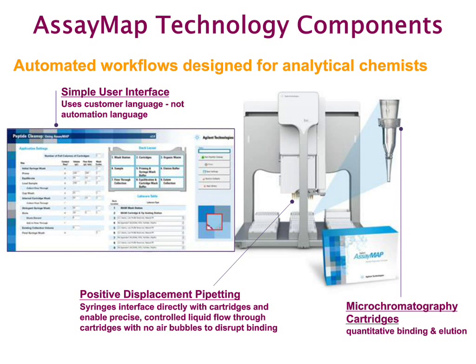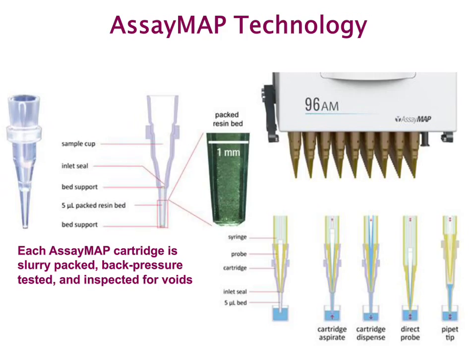Let us take a closer look at the AssayMap head and the corresponding cartridges. The AssayMap cartridges at the upper left are designed for microscale purification applications and utilize a 5 microliter chromatographic bed that is slurry packed with various resins. The sample cup of the cartridge is a portion of the cartridge that mates to the probes on the AssayMap head. The AssayMap head at the upper right has 96 syringe probes made of PEEK, which are all driven in unison. The cartridges can withstand a pressure in excess of 200 psi.